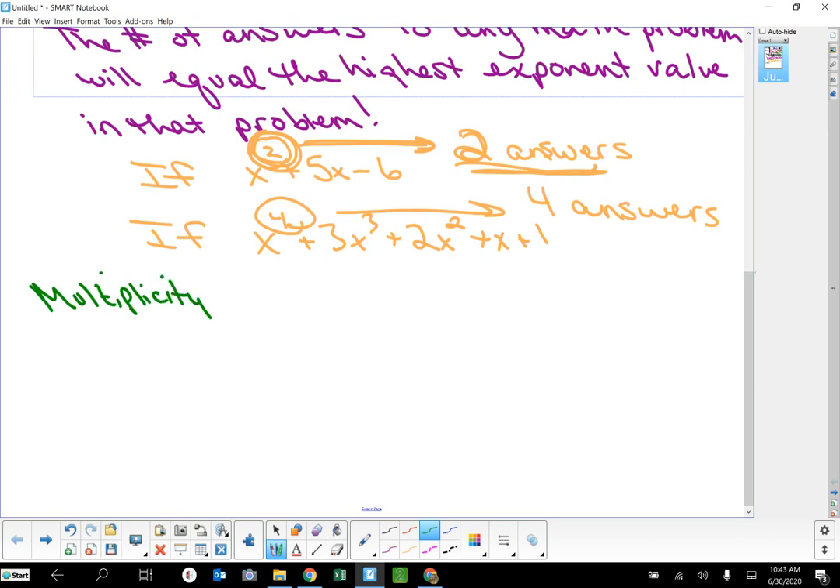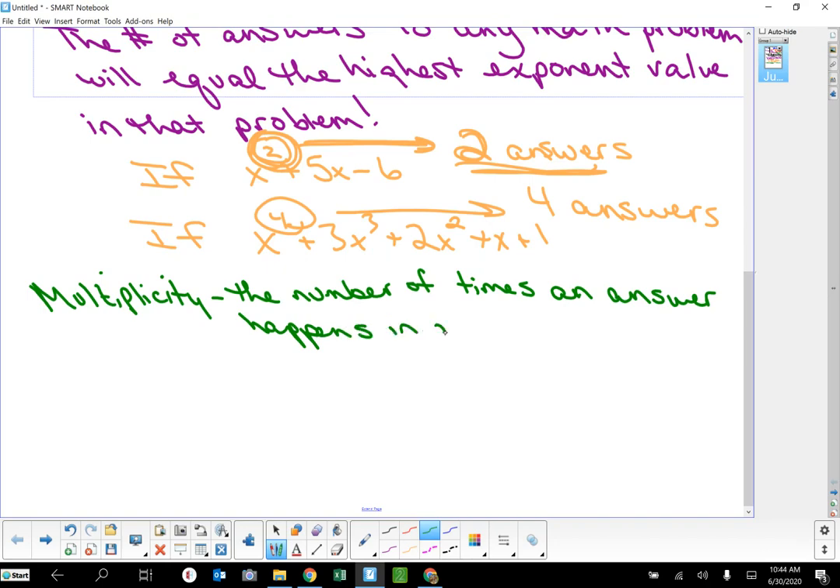So we need to talk about just some basic info on quadratics. Multiplicity is the number of times an answer happens in a polynomial. Okay, and we'll come back to that at the end of this lecture. We'll talk about multiplicity. This is important, though, going forward.